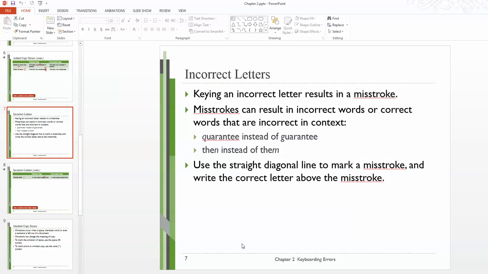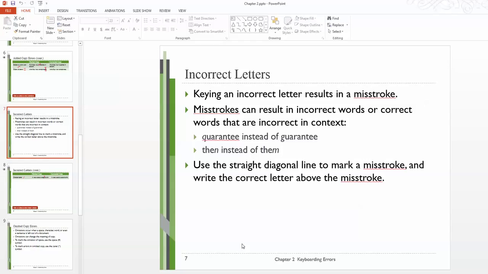Incorrect letters. That's a pretty straight up misspelling to me. I think that what the book is trying to say is that they can't all be called misspellings, even though they technically are misspellings. They're emphasizing the idea that when you're using a keyboard, it's easy to accidentally hit the wrong key, even though you're not intentionally misspelling a word. Could be you know how to spell the word, you just clicked the wrong letter.